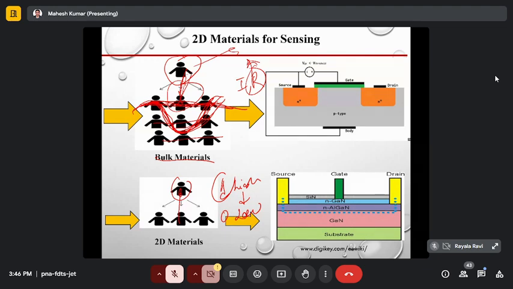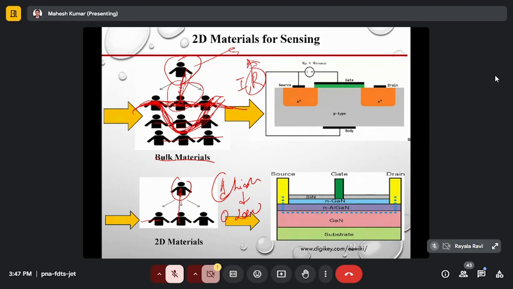In this case, we don't have the bottom layers here. So in that case, either there will be a current here, or there will be a zero current. Overall, the change in the resistance or in the current will be maximum as compared to the bulk materials. So this is the second advantage when we are using 2D materials: our sensor's response will be very high.